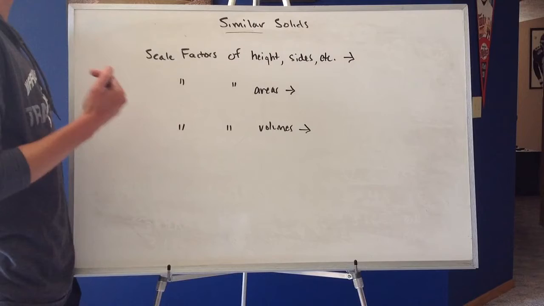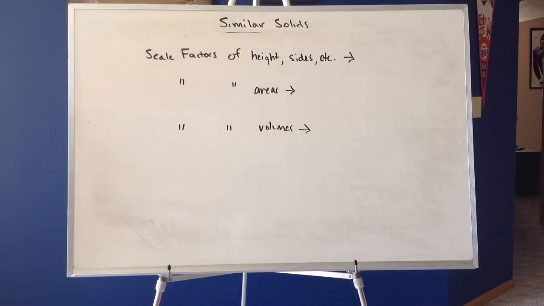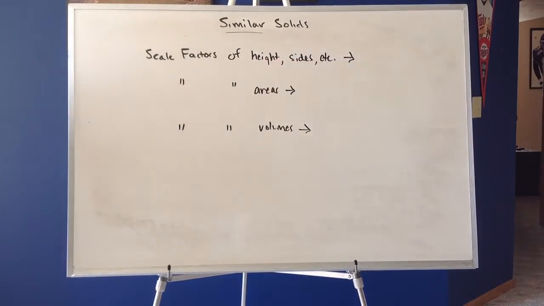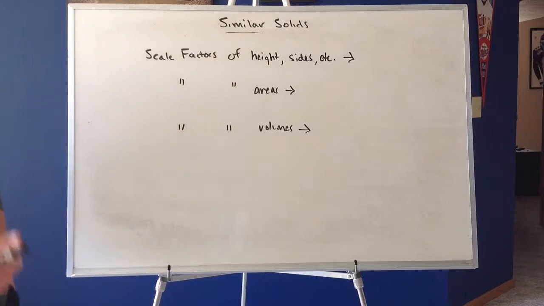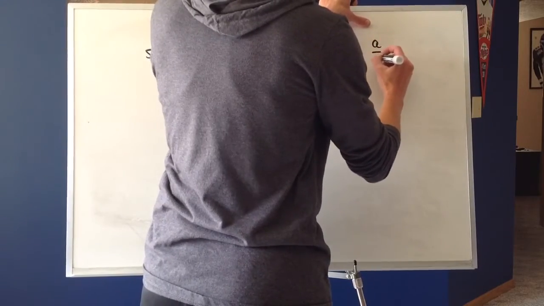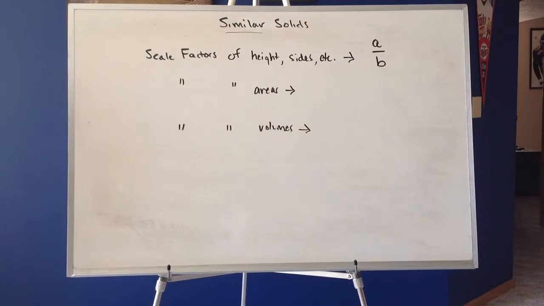When we're working with similar solids, there are 3 different scale factors we always have to pay attention to. The first one would be the scale factor of heights and sides, etc. Anything that would have a regular label on it, like centimeters, inches, feet, that's all considered one-dimensional. And if it's one-dimensional, that's actually the stuff we worked on earlier in the year, where you just set up normal ratios, this over this.